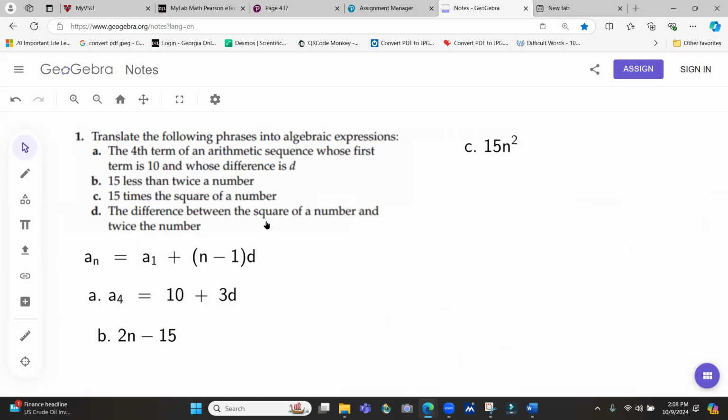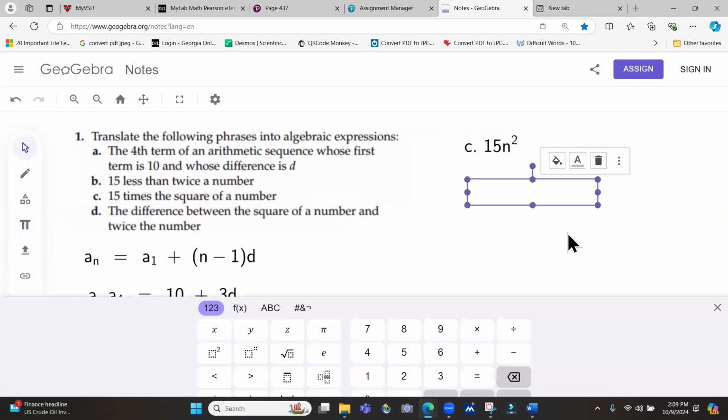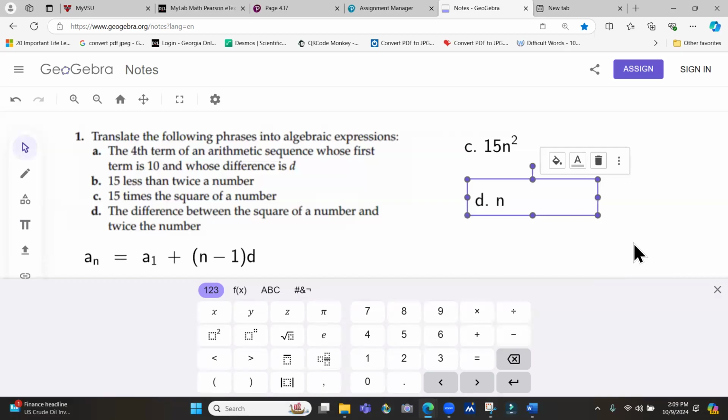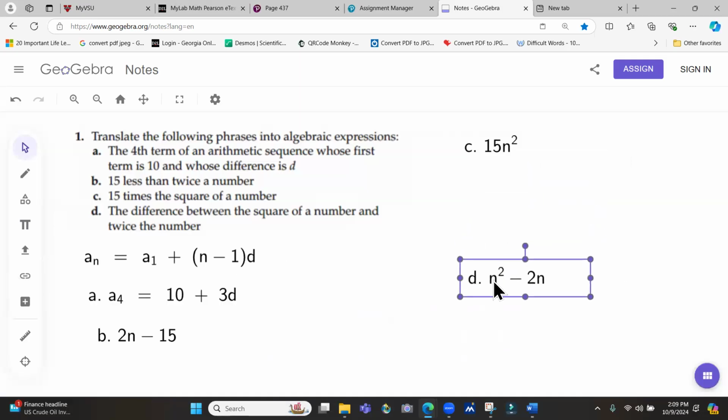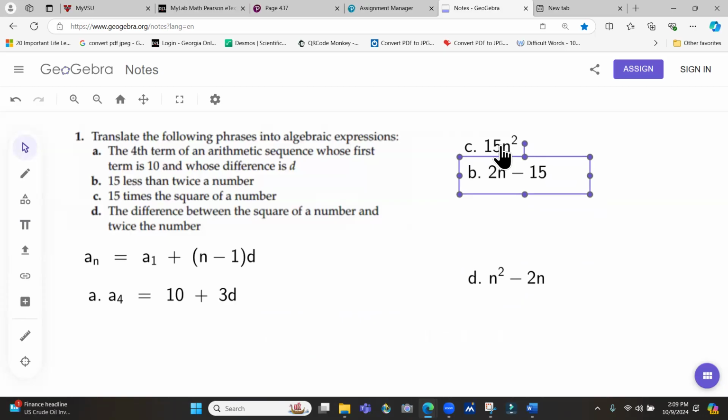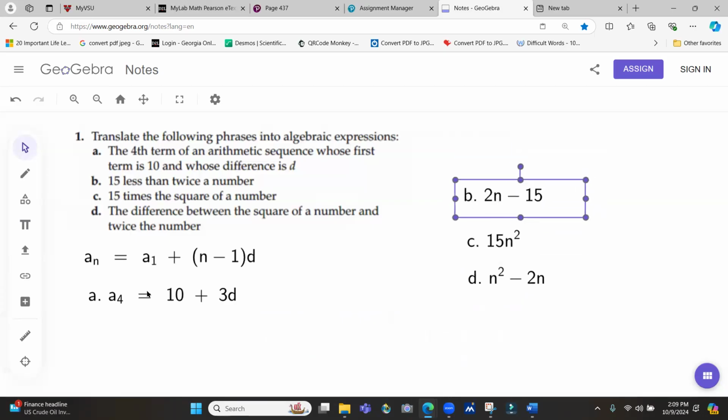The difference between square of a number and twice the number. Square of a number, if the number is n, of course, is n squared. You want the difference, so you're going to subtract 2n, twice the number, from it. That's your D. I'm going to pause here just a little bit, okay, guys? I'm going to pause for a minute or so.